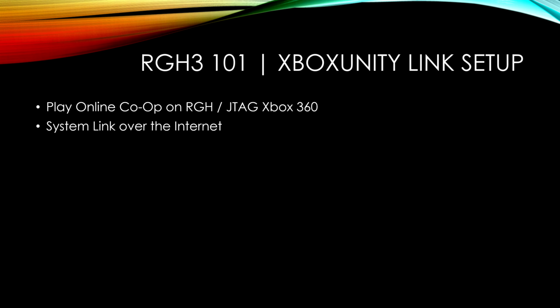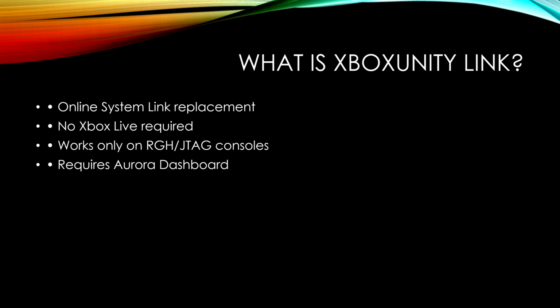In this episode, I'm going to show you how to set up XboxUnity LiNK on your modded console so you can play online co-op or multiplayer games without Xbox Live. This uses System Link over the internet, and once it's set up, it works surprisingly well. XboxUnity LiNK is an online replacement for System Link. Normally, System Link only works on a local network, but LiNK allows an RGH or JTAG console to connect over the internet. So no Xbox Live, no stealth server required, and no risk of getting banned.